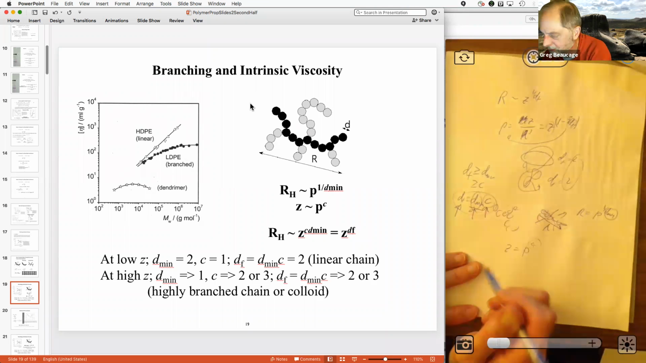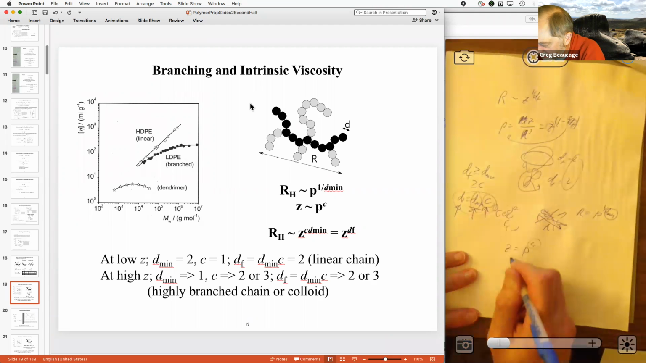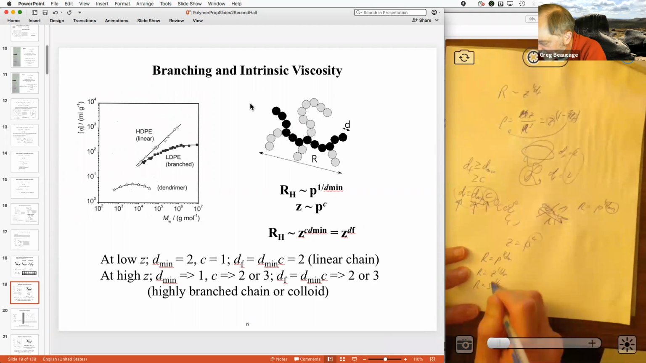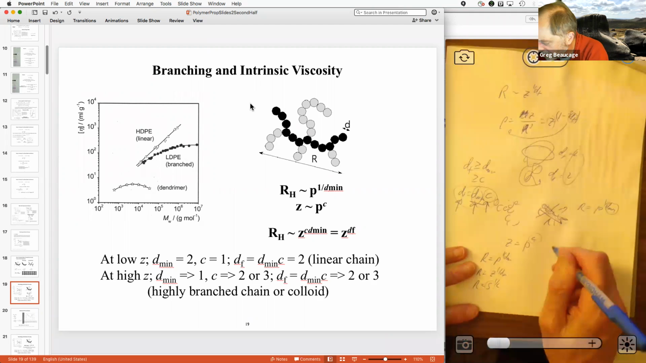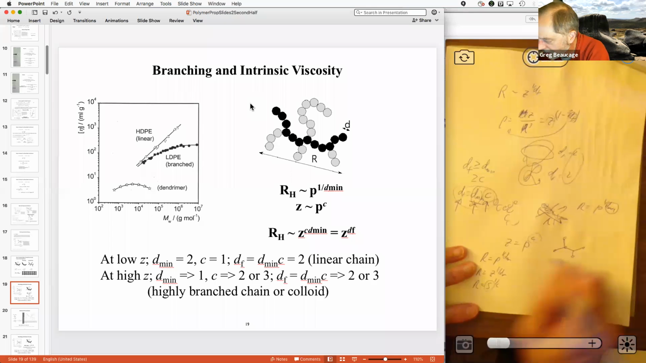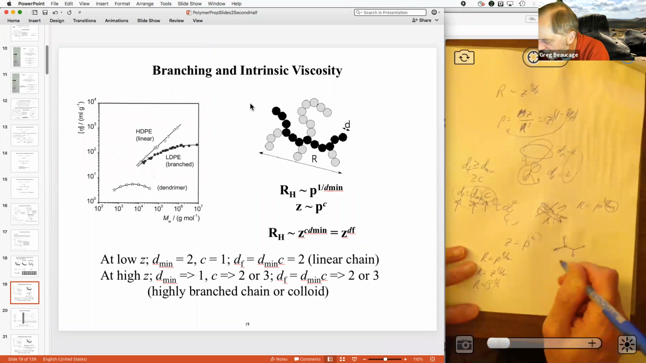That's the idea. So since you have R equals P to the 1 by D min, and you have R equals Z to the 1 by DF, there's another thing, R equals S to the 1 by C. And what S is: if you took this object and just took the topological points and drew straight lines, so D min is 1, then you would have a stick figure of the object, and the mass of that stick figure would be S.